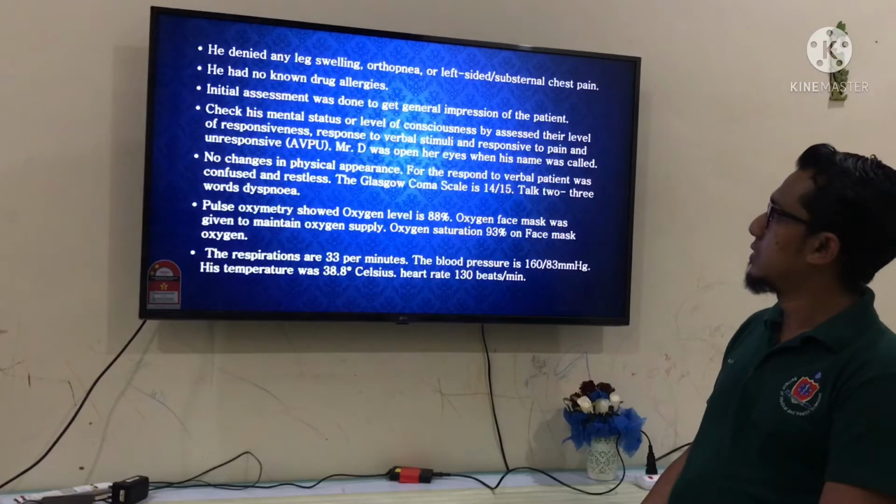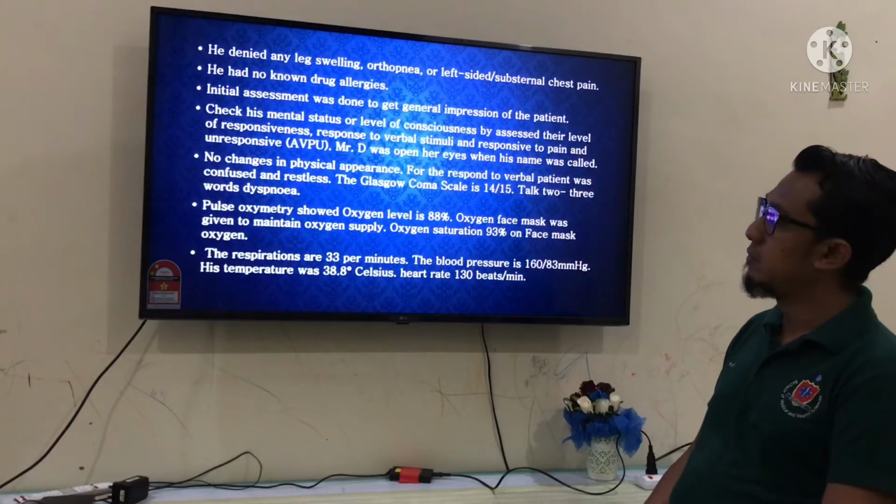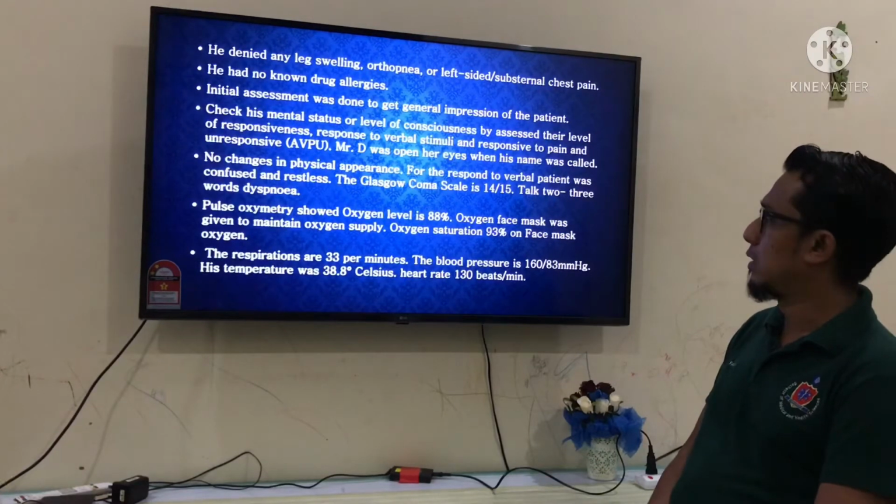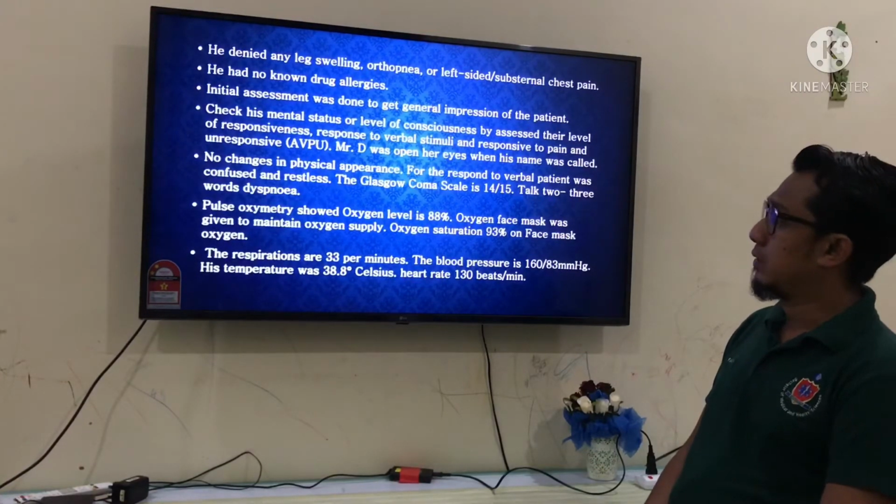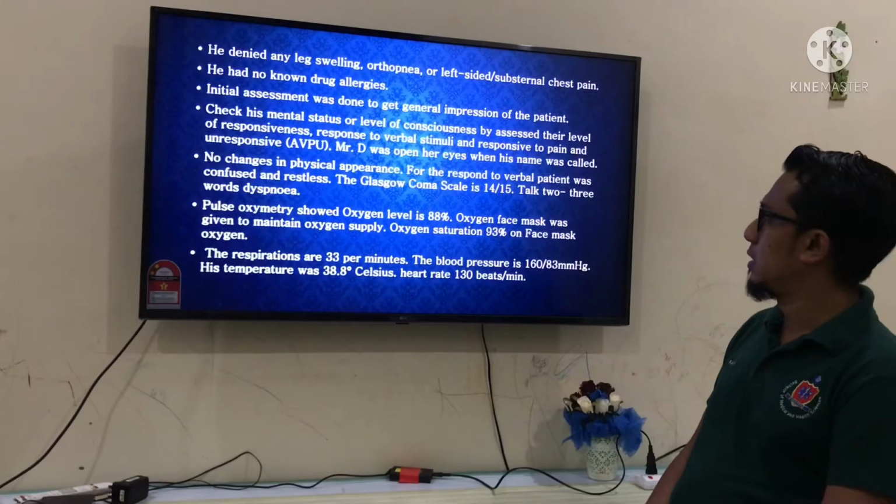Initial assessment was done to get a general impression of the patient. Okay, check his mental status or level of consciousness. AVPU lah: alert, verbal, pain, unresponsive. Okay, Mr. D opened his eyes when his name was called. Kita panggil tu, dia buka mata lah. Okay, no change in physical appearance.